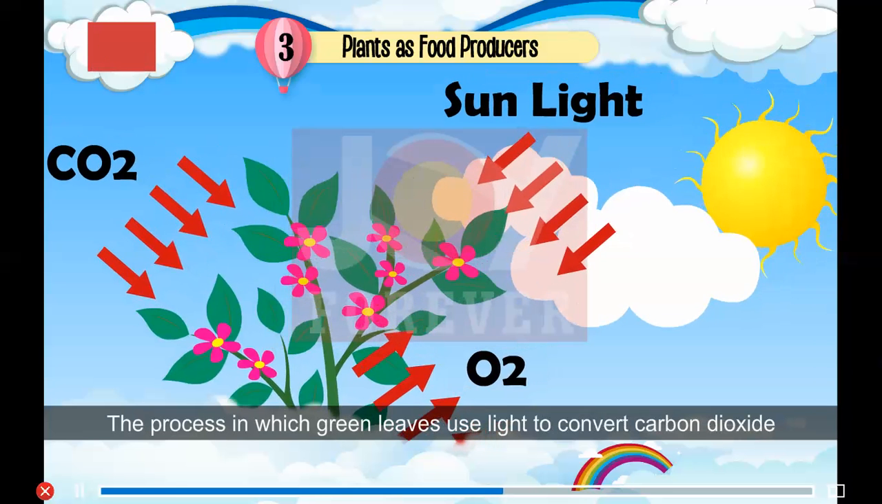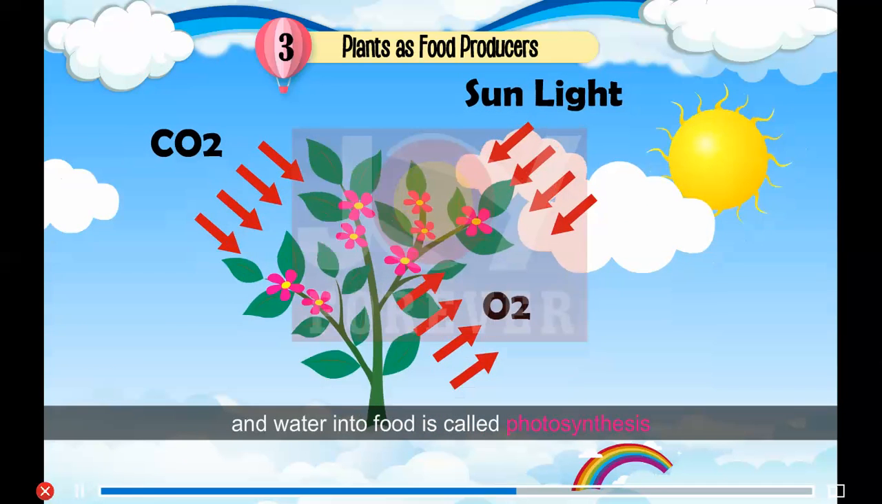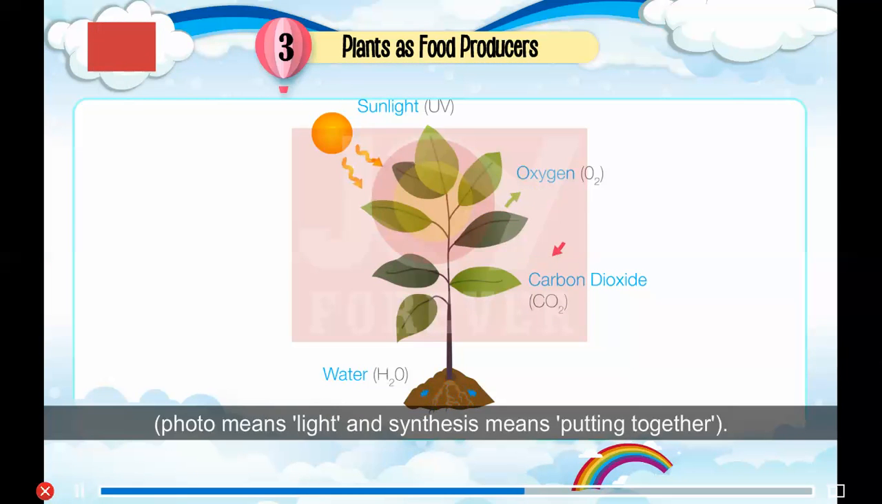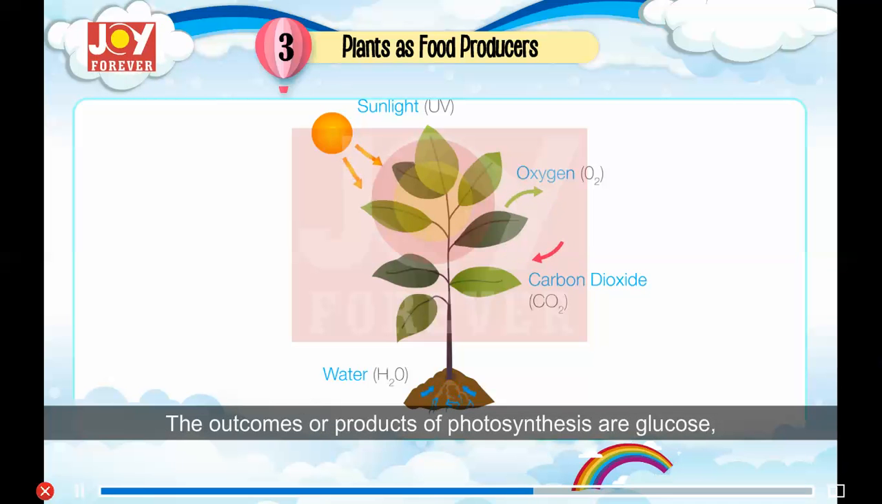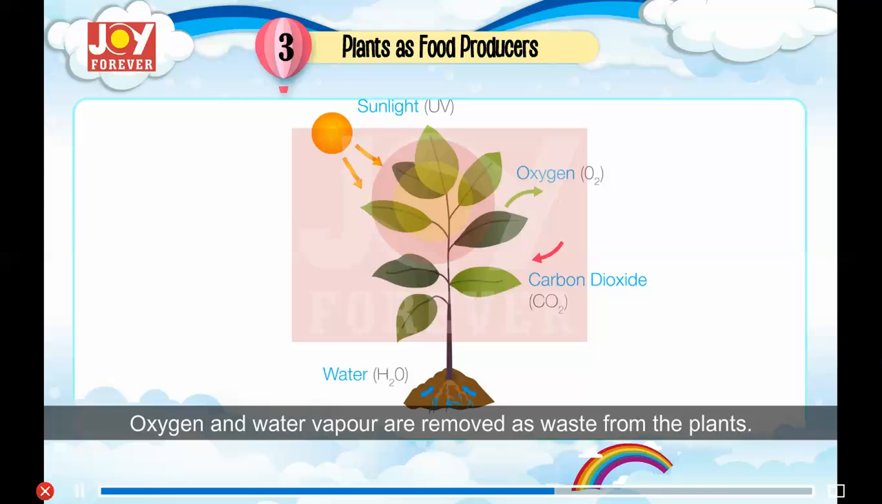The process in which green leaves use light to convert carbon dioxide and water into food is called photosynthesis. Photo means light and synthesis means putting together. The outcomes or products of photosynthesis are glucose, oxygen, and water vapor. Glucose is the food of the plants. Oxygen and water vapor are removed as waste from the plants.